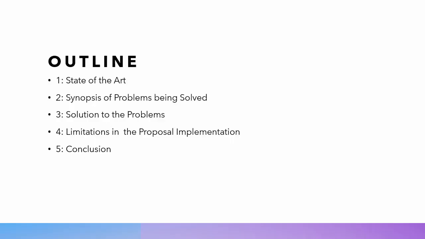To begin, we have our outline and we'll be going over the 5 main points: the state of the art, the synopsis of problems being solved, solutions to those problems, limitations and the proposal implementation, and the conclusion. Let's get started.